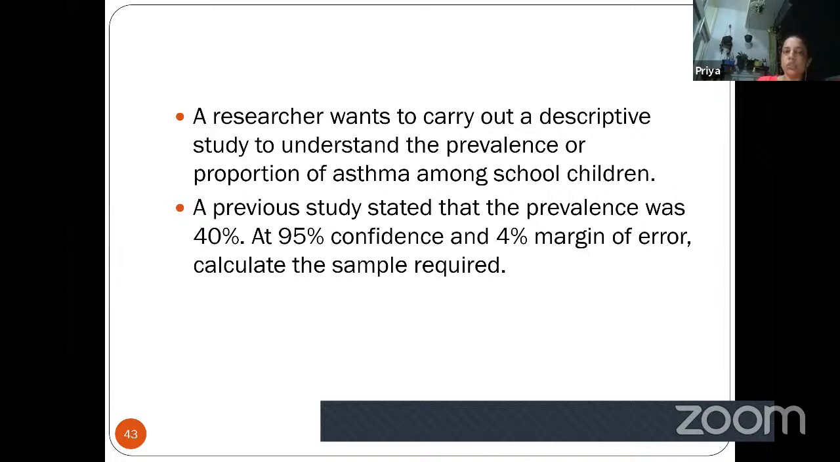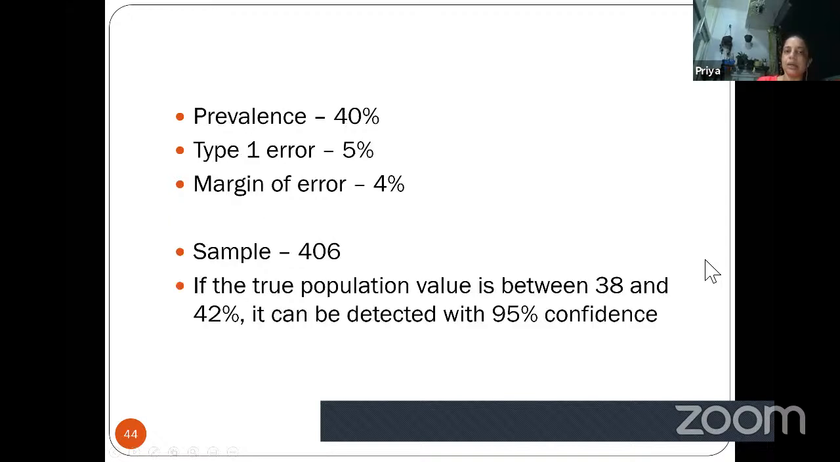So a researcher wants to carry out a descriptive study to understand the prevalence of asthma among school children. Now, in a previous study, he found that the prevalence was 40%. So he thinks the prevalence of asthma will be around 40%. He wants to be 95% confident, and he is allowing a 4% margin of error. Okay, this is the info that the statistician needs. Okay, and he gets a sample size of 406.